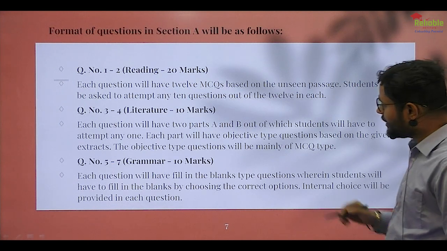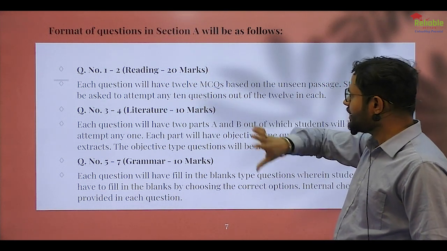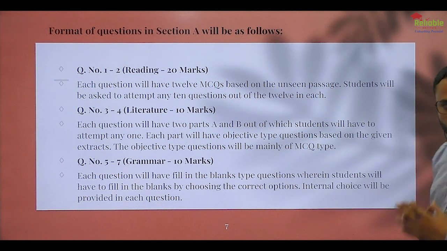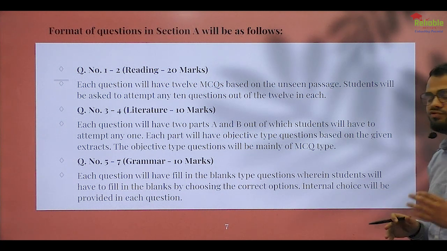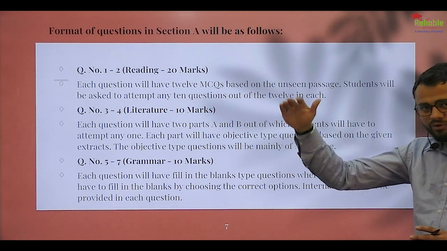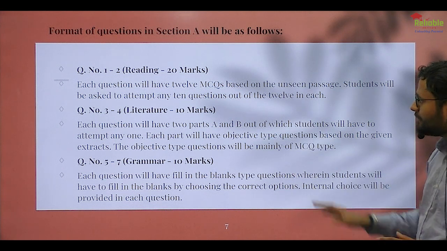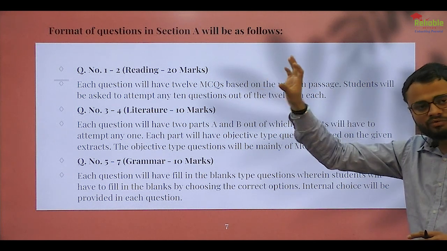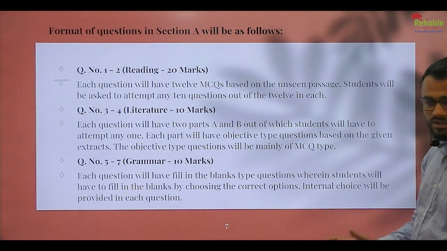Moving on, question number 1 to 2, these are of reading, 20 marks. Each question will have 12 MCQs based on the unseen passage. Students will be asked to attempt any 10 questions out of the 12 in each. Question number first, 10 questions out of 12. Question number second, 10 questions out of 12. That's it. Okay, and that is going to be of 20 marks, as in 10 marks for question number 1, and 10 marks for question number 2. And that is going to be passage based questions.